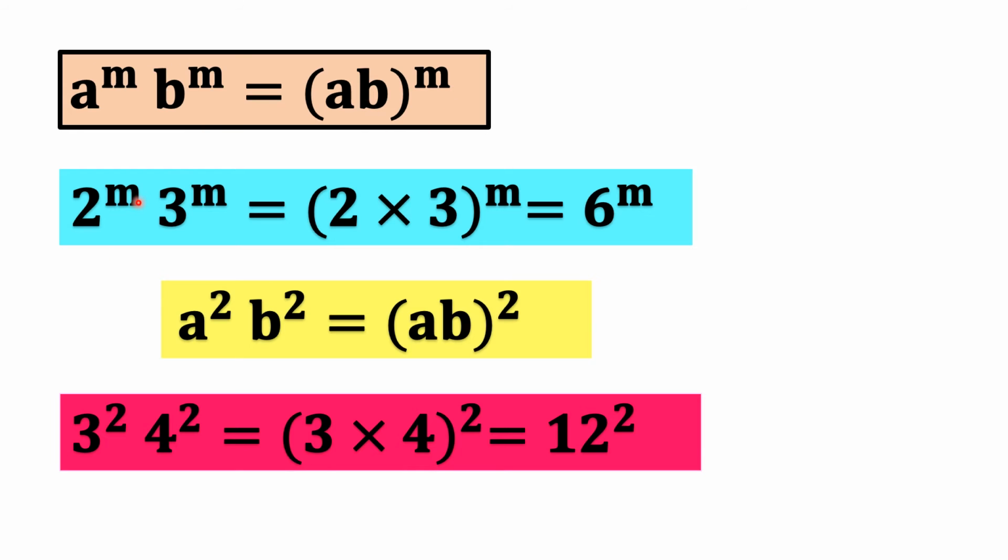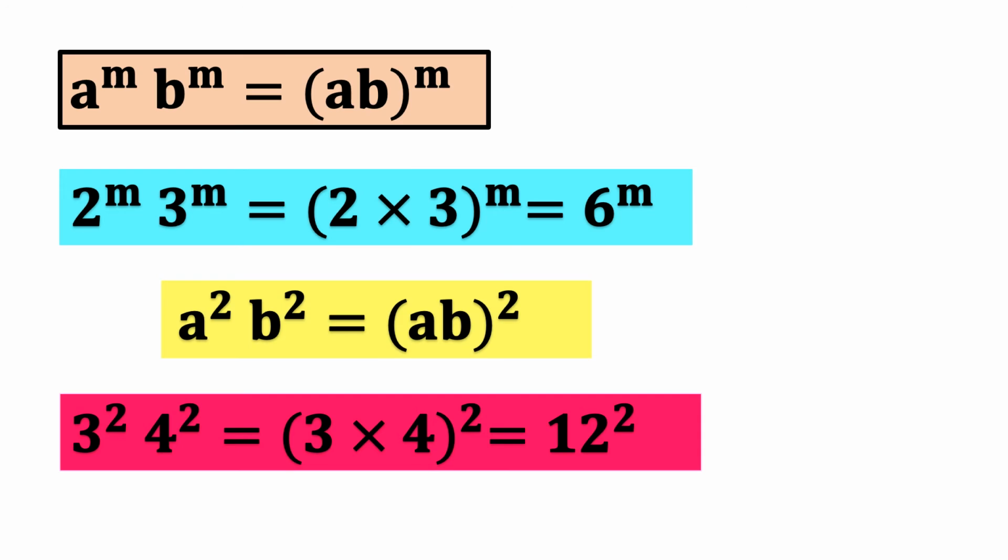Now 2 raised to M, 3 raised to M can be written as examples. All these are examples. So let's see, 2 raised to M times 3 raised to M can be written as 2 into 3 raised to M, that is 6 raised to M. So 2 raised to M and 3 raised to M is equal to 6 raised to M, right? Now A square, B square is equal to AB square. 3 square, 4 square is equal to 3 into 4 square. So 3 into 4 is 12. So 12 square, right? So this is what you have to do, okay?